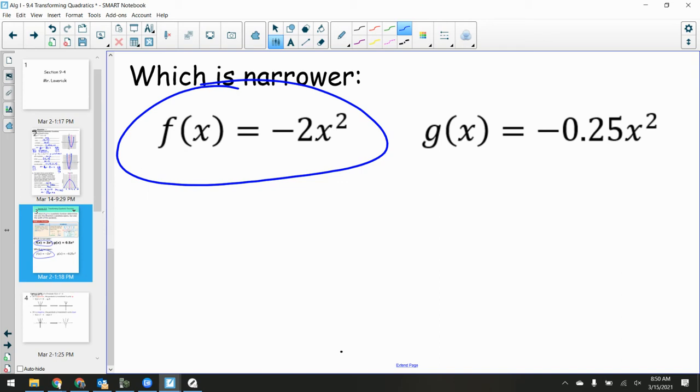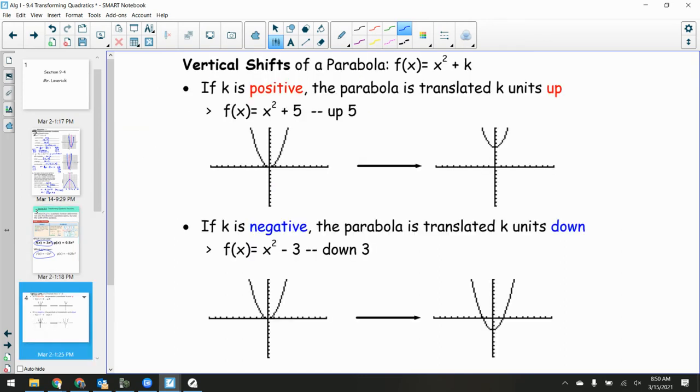If a is negative, we know it flips downward. If a is a whole number, we know that it's narrow. If a is a fraction, we know it's wide. Okay? Now, what we're going to take a look at next is shifting the graph around. The first one we're going to talk about is a vertical shift.